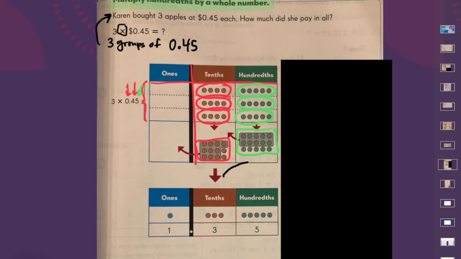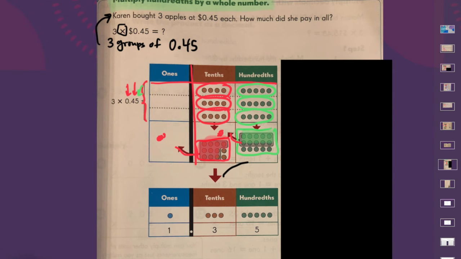And now you can see we have some regrouping to do, right? Because we have 10/100ths, and those 10/100ths would be regrouped into 1/10. There's my 10th. There we go. And then we can see that we have 10/10ths, and those 10/10ths would be regrouped into 1 whole.